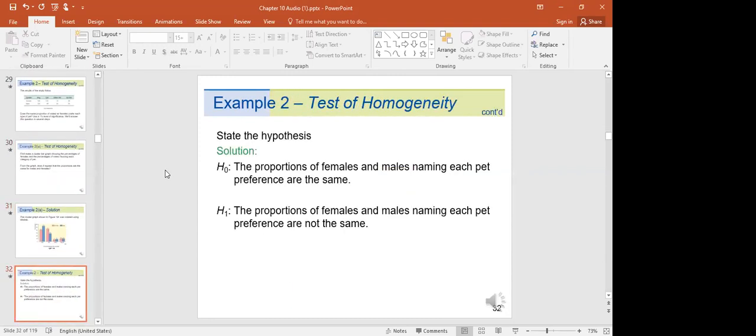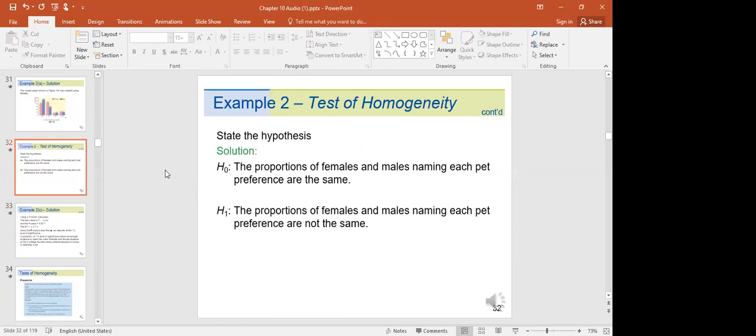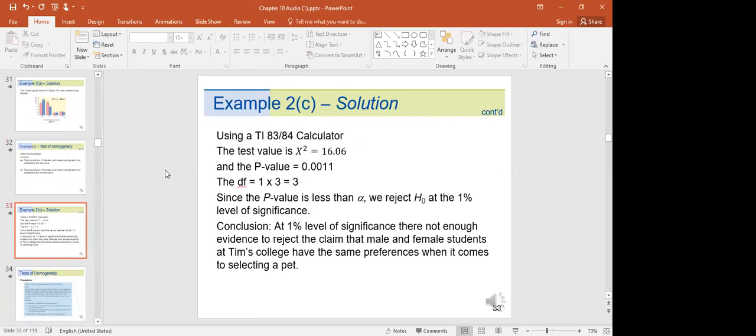Like in this case, the null hypothesis will be the proportions of females and males naming each pet preference are the same. The proportions are not the same in H1. So we use the calculator to get the test value 16.06 and the p-value 0.01. The degree of freedom is R minus 1. The number of rows was 2. 2 minus 1 is 1. And then C minus 1. The number of columns was 4. 4 minus 1 is 3. So 1 times 3.